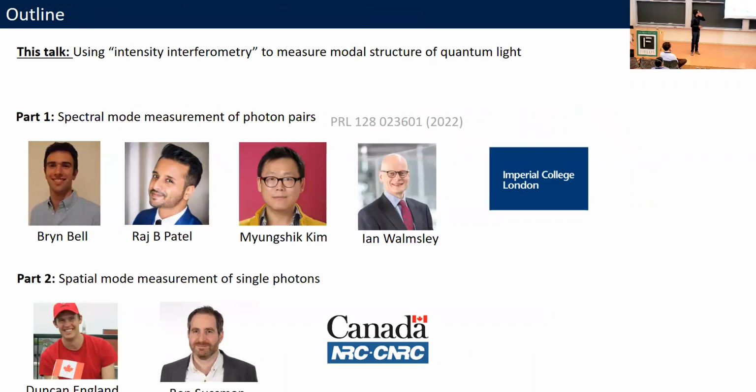So I'll tell you about this technique of intensity interferometry, and I'll demonstrate two experiments that we did. The first was to measure the spectral mode, the joint spectral mode of photon pairs, and this was work that I did with colleagues at Imperial College London in the group of Ian Walmsley. So then I continued this work at the Canadian National Research Council in Ottawa in the group of Ben Sussman, where we're essentially doing the same measurement now in the spatial domain.